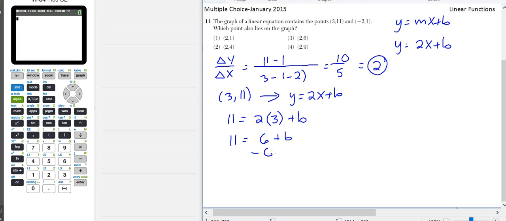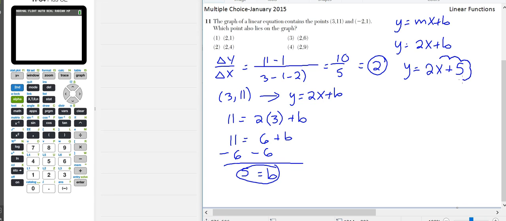We're going to subtract 6 to get b alone, subtract 6 from both sides. b is equal to 5. So our equation now looks like y is equal to 2x plus 5. Now we have an equation, but we're not finished answering the question. We need to see which one of these 4 points that they give us as the answer choices lies on this line. Let's start with choice 1.